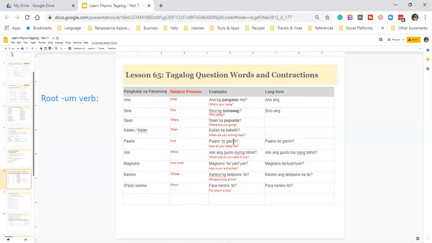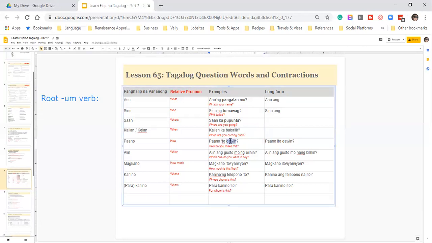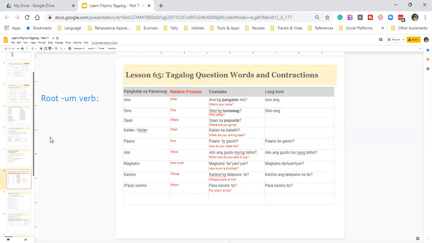Okay, paano? Okay, so here, paano to gagawin? Paano to gawin? This is infinitive. Now, if you're gonna ask this, do you remember how to form the object focus? Have I taught you the object focus? Yes, you have, right? The in. So you should be able to.